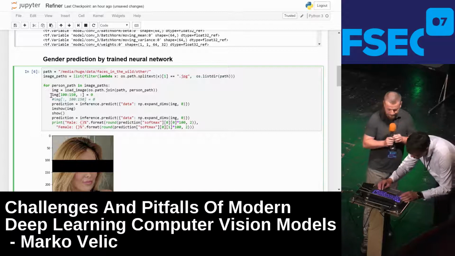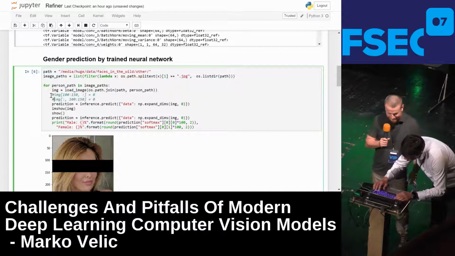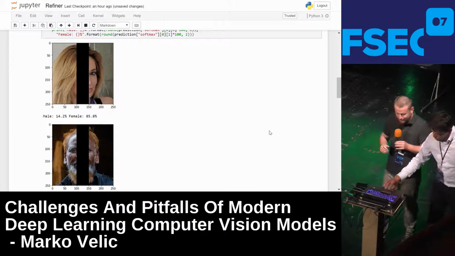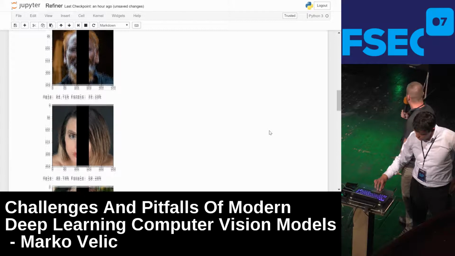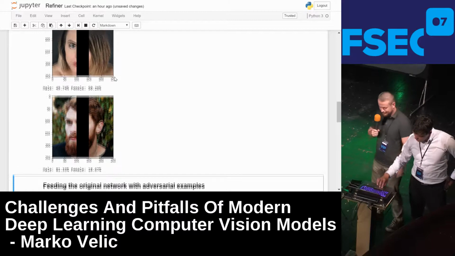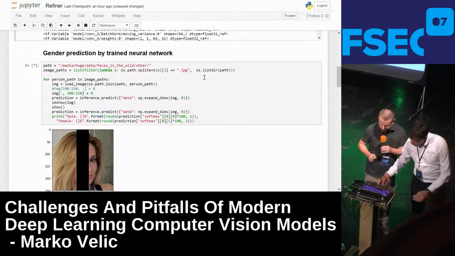So let's try. I can't type with one hand. Okay, let's try this one. Okay, again, as you can see, everything is as we would expect. The third image was almost classified as male, but our network defeated it. So let's continue with the presentation.